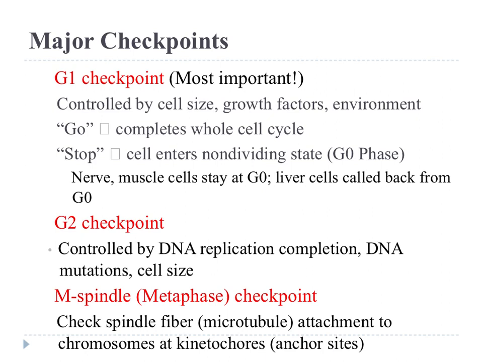Nerve and muscle cells stay at G0 forever. So that's why, if you damage your spinal cord or your nerves, they don't regenerate. Once they form, that is all the nerve cells you get for your life. Liver cells, though, can go back and forth.